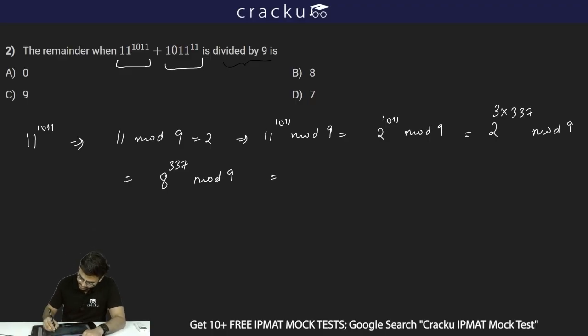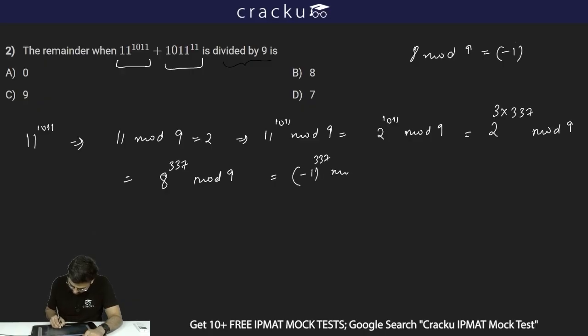Now we also know that 8 mod 9 will be minus 1. So I can write minus 1 to the power 337 mod 9. Now minus 1 to the power 337 is minus 1. So minus 1 mod 9 is minus 1.